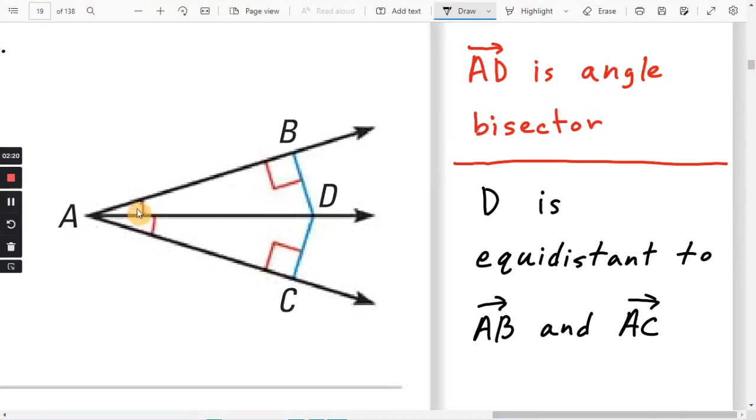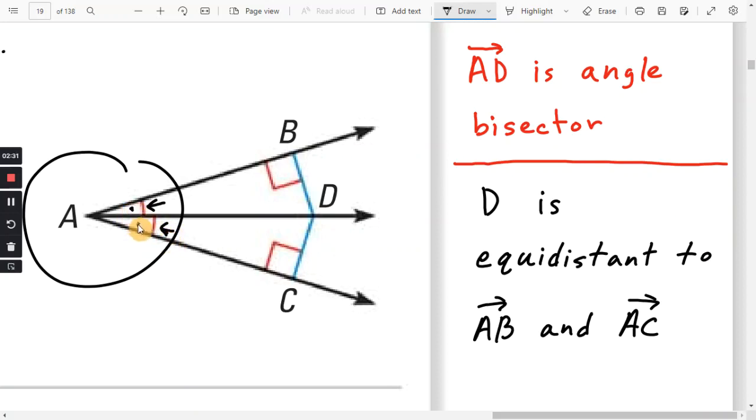Once again, we can see angle A right here, it's bisected or cut in half. This angle right here is congruent to that angle right there. The angle is cut in half, or bisected. And this ray AD is the angle bisector. So this ray is bisecting this angle here. And if you go along this ray and pick a point on the ray, say point D, it is going to be the same distance to both sides of this angle.